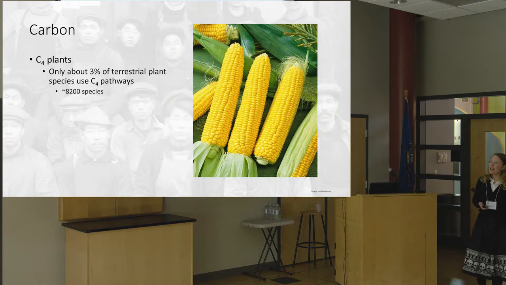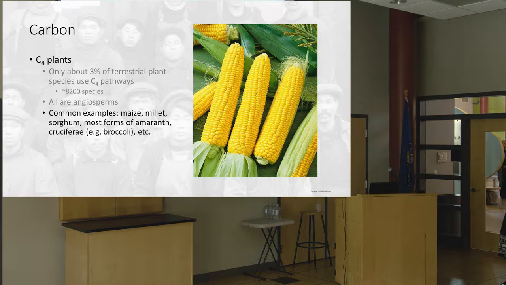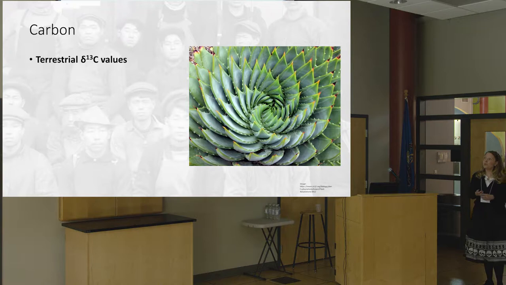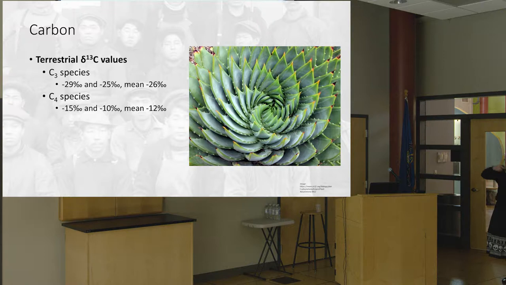Now, C4 plants. Only about 3% of terrestrial plants use C4 pathways. And this is about 8,200 species, so not a ton, comparatively. All these guys are angiosperms. And common examples of this, maize, well, sugar, right? Sugar cane too. Millet, sorghum, most forms of amaranth, and cruciferae, broccoli. Now, terrestrial 13C values, C3 species are negative 29 to negative 25 per mil with a mean of negative 26. C4 is negative 15 to negative 10, and most importantly, looking at those means there, they're pretty different, right? So it allows us to put things into kind of discrete little pockets.